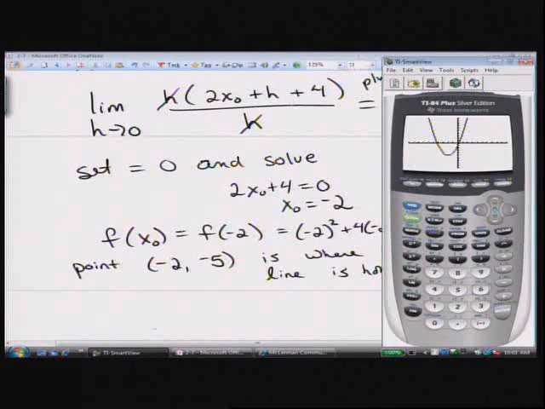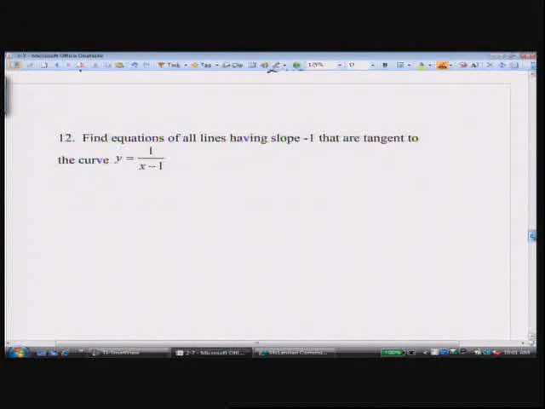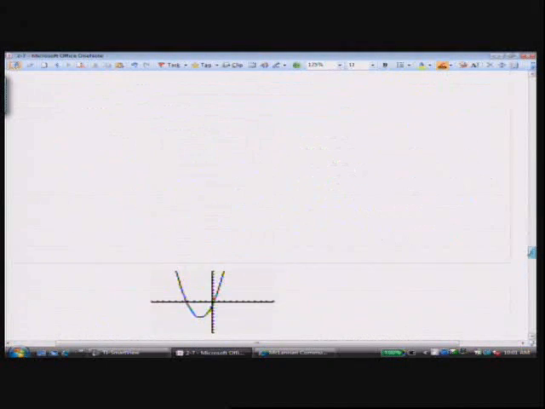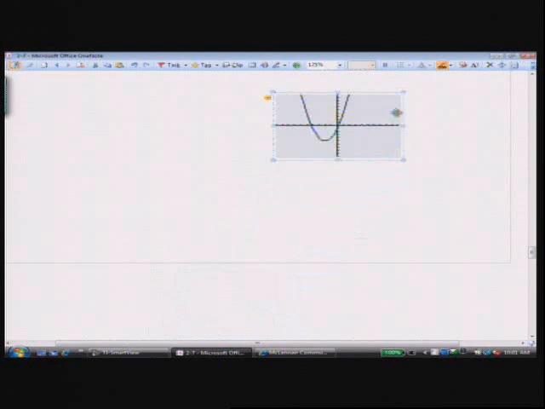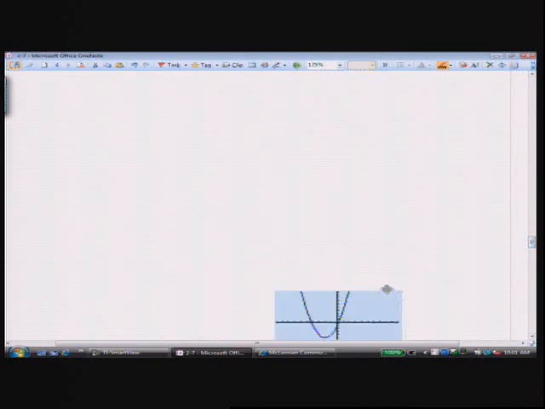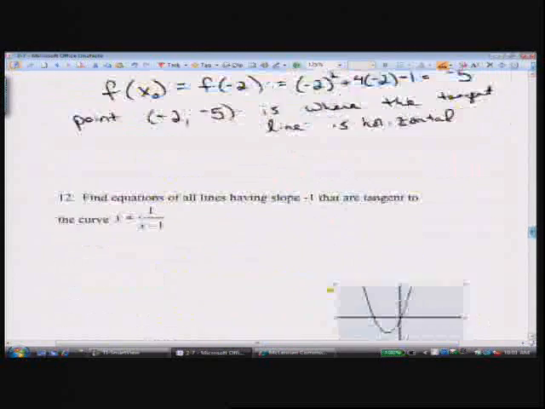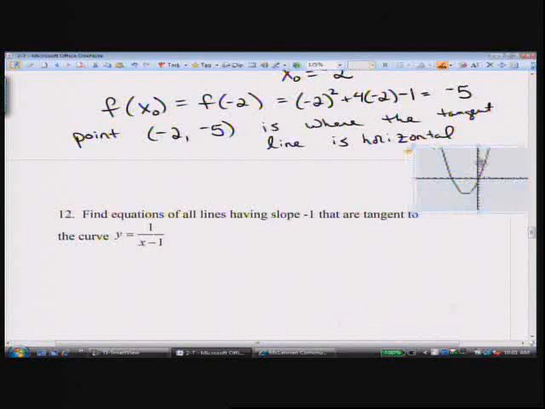Let's see if I can get it to work. Maybe. Where did it put it? Oh, put it way down there. Come on. Okay. And so we can draw on this now. This is fun. This right there is the point -2, -5.